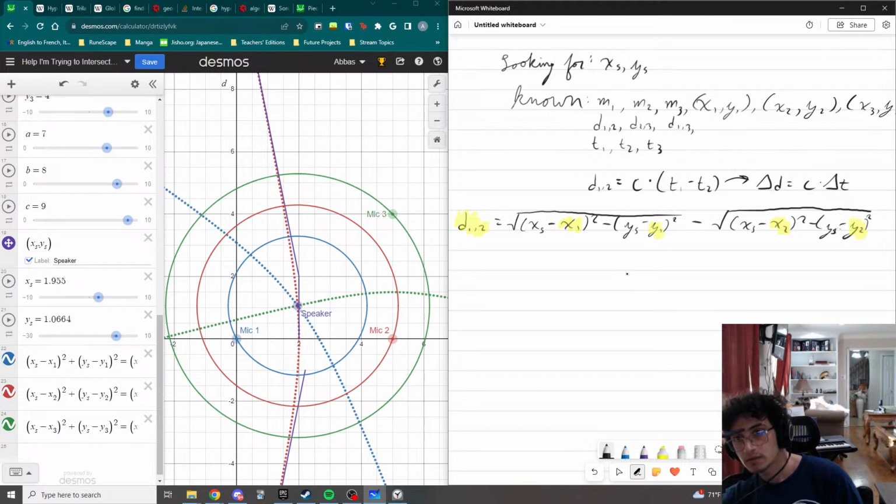Solve for y. I'm gonna solve for y here. I can't just square both sides. I mean, I guess I could.